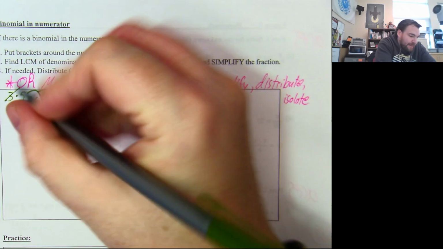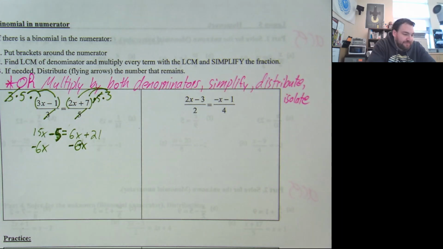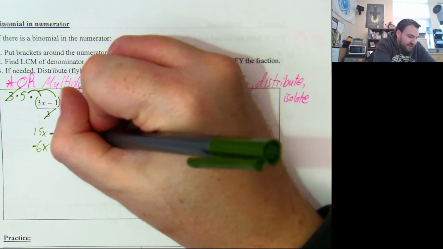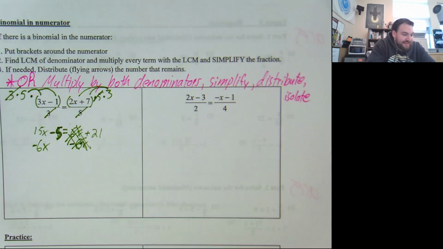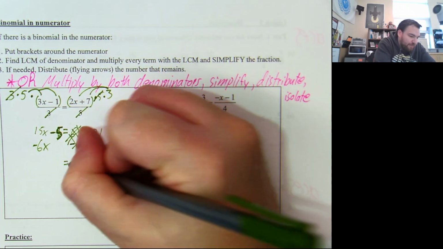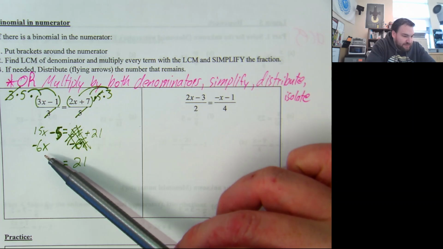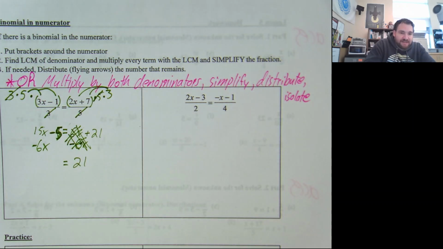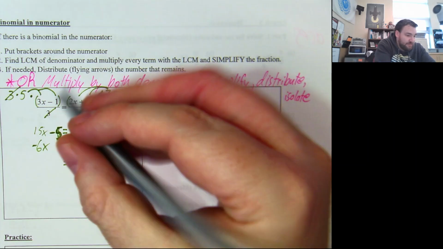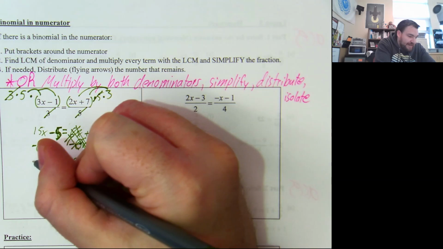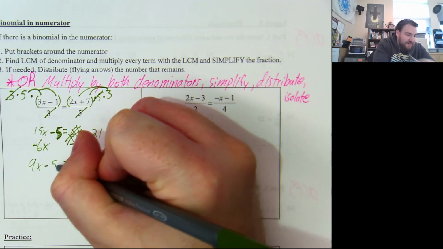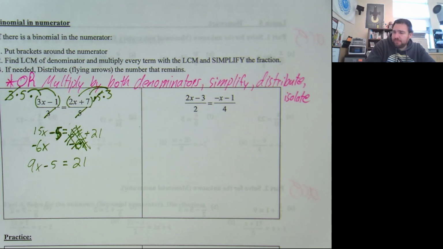Minus 6x, minus 6x. 6x minus 6x is gone. It's 0. So we're going to get 0 plus 21 is 21. Now I've got 15x minus 6x. 15 minus 6 is? Someone said 9. So I'm going to get 9x minus 5 equals 21. Oh, this looks terrible.